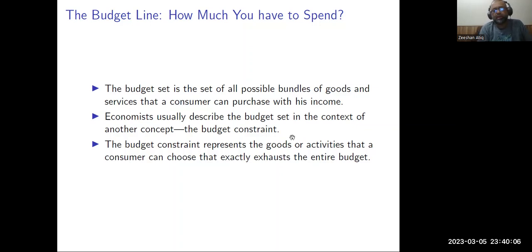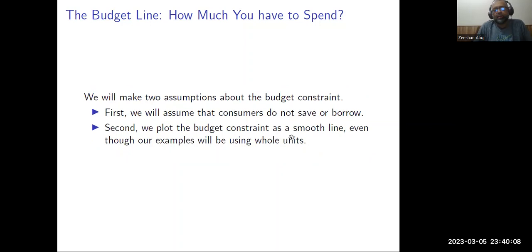Here, in this particular budget constraint example, we make two assumptions. The first assumption is that consumers do not save or borrow. What does that mean? It means that whatever income he earns, he spends all of it. He doesn't spend more than his income, nor does he spend less than his income.